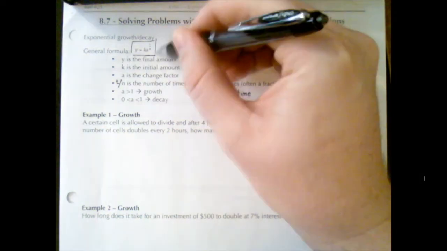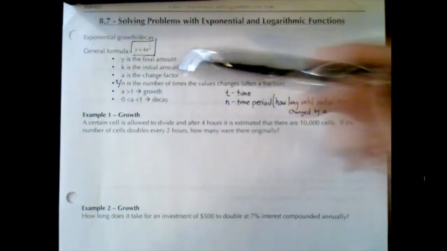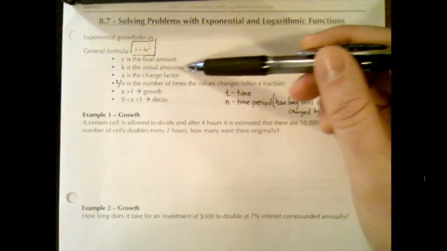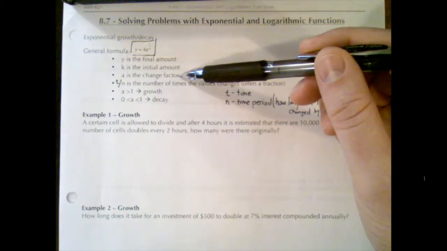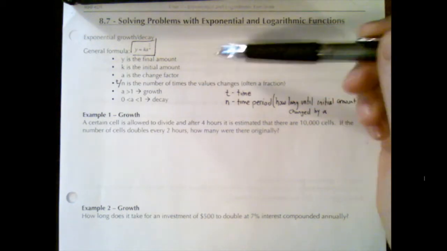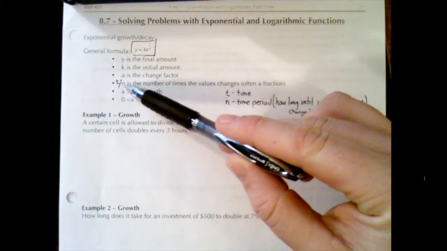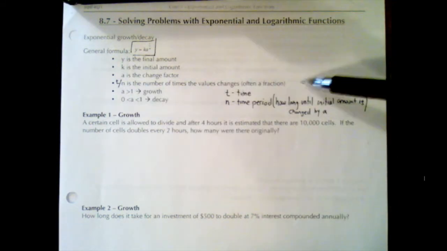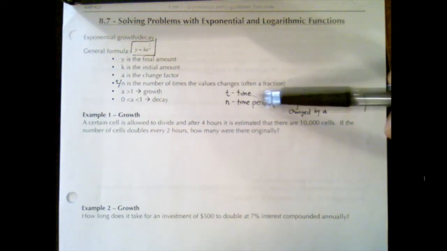And it's y equals k times a to the exponent t over n. Y being the final amount, k being the initial amount, a being the change factor. So that's by how much the initial amount is growing or decaying each time it grows or decays. The exponent is t divided by n, and it's the number of times the value changes, often a fraction. So that is made up in two parts, t being the time and n being the time period.